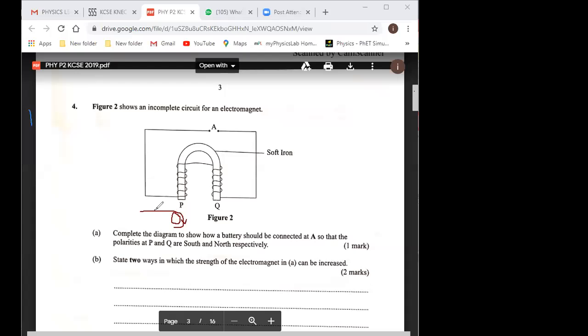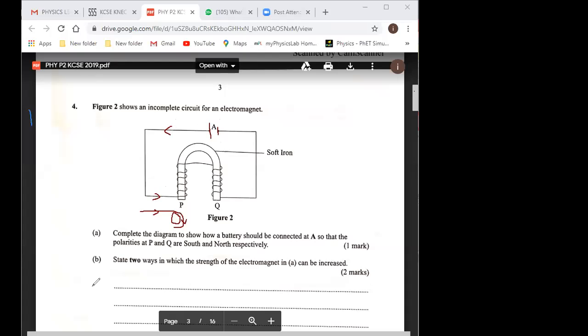So it means that the current is flowing like that. That is the flow of the current. If that is the flow, then this side becomes positive and this side becomes negative. So I've completed the diagram to show how a battery could be connected. For the battery, you can use either one cell or several cells. That is allowed. Then you go to part B.